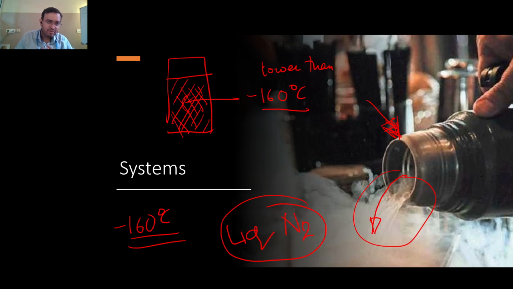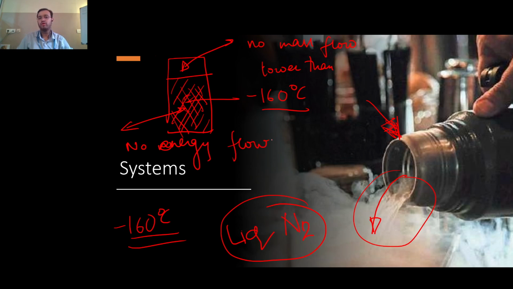If there's something that cold, would you want to hold it? No. So what this flask is doing is insulating the liquid nitrogen from the surroundings and the human being once closed. Okay, so if you close this flask, what is happening? There is no mass flow across the boundary. At the same time, there is no energy flow. So there is no mass flow and no energy flow across the boundary.